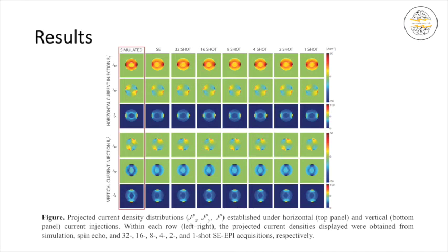Finally, here we show projected current density components and magnitudes for horizontal or vertical current directions as a function of shot number. These images may be compared with simulated values shown here at the left.